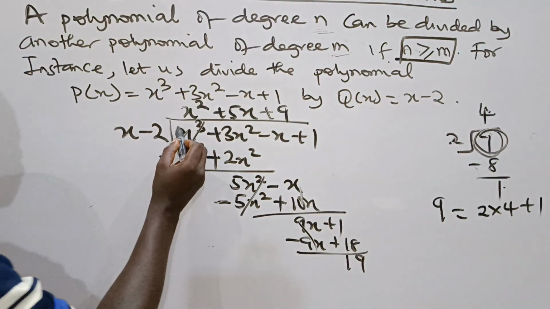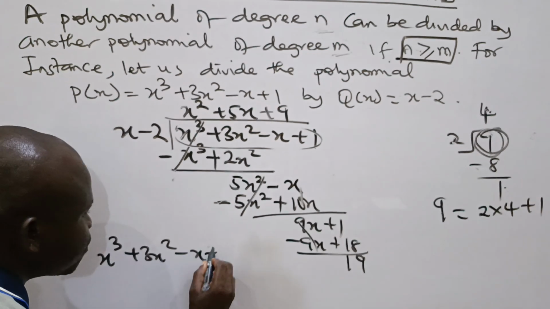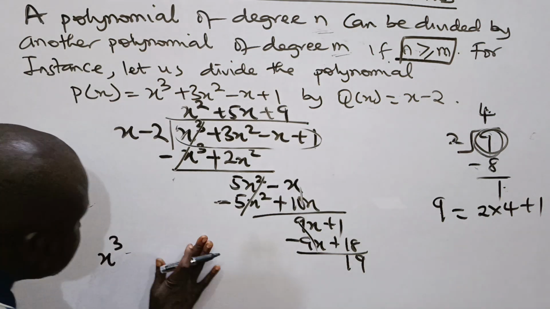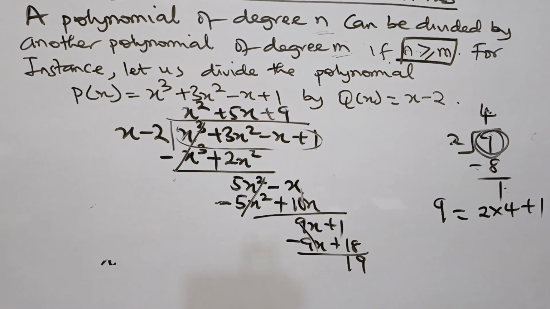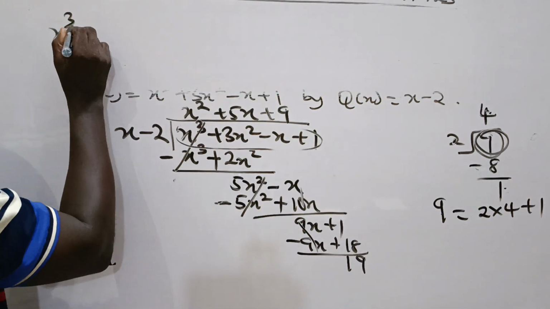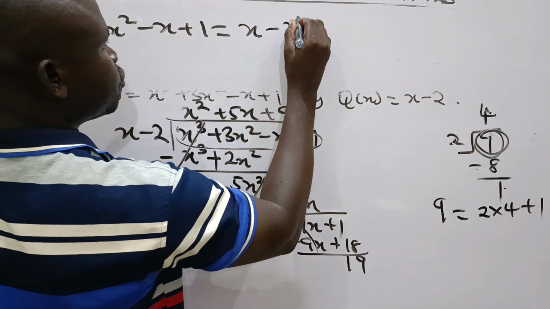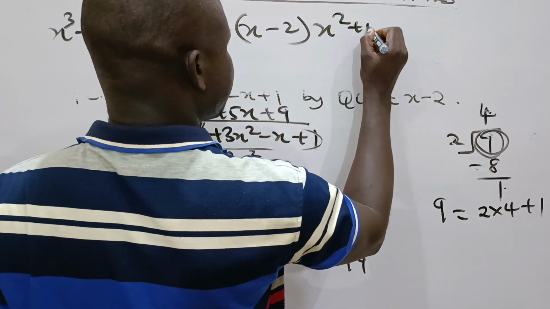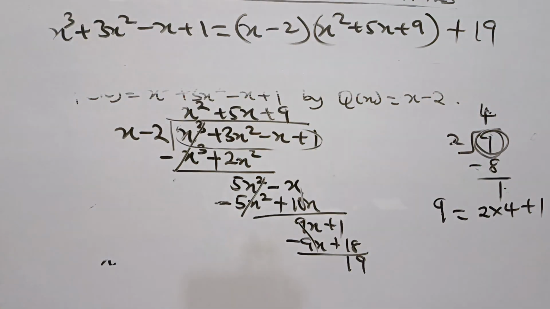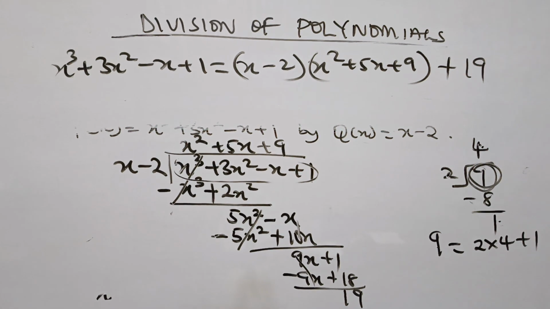So in this case also, for me to get this polynomial p of x, I will say x cubed plus 3x squared minus x plus 1 will be equal to the divisor, x minus 2, multiplied by the result, x squared plus 5x plus 9, plus the remainder. The remainder in this case is 19. That is how we get the polynomial.